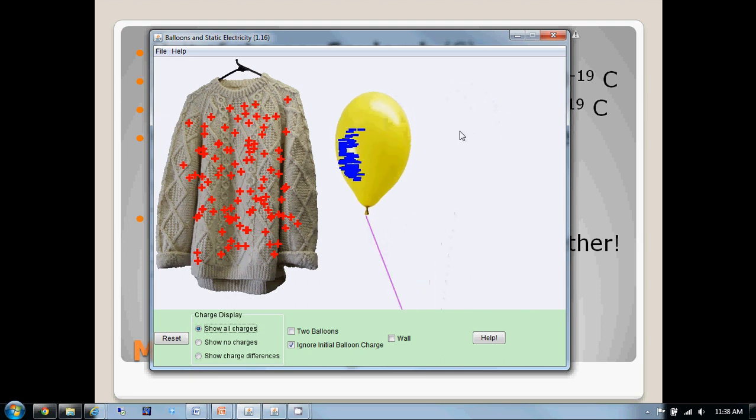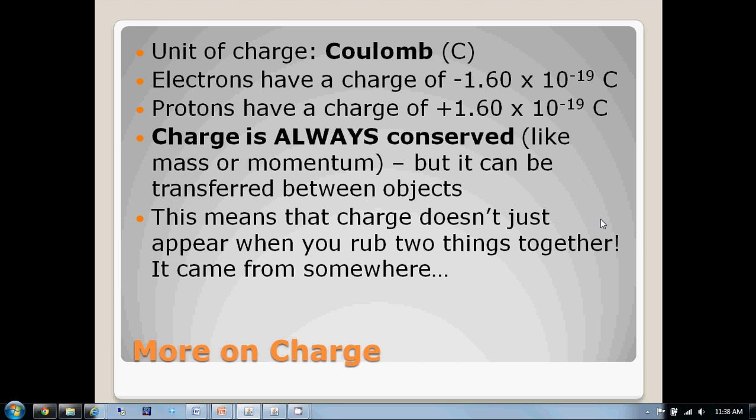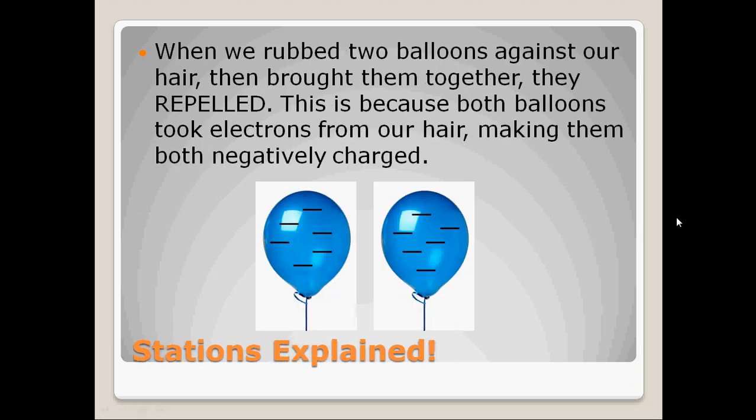So if I let this balloon go, we see that these opposite charges attract each other, which is why we can then get our balloon to stick to our hair or to our shirt or what have you. So let's talk about how this then relates to the stations that we tried out.